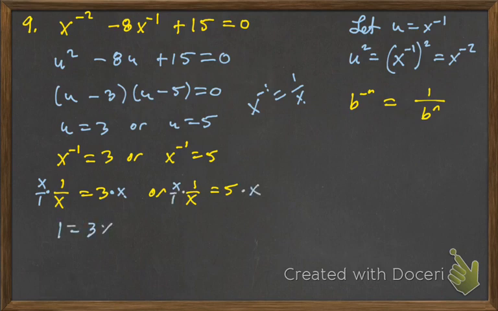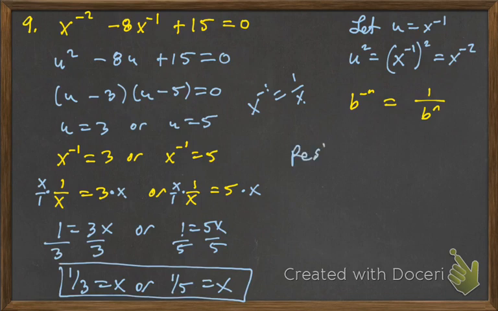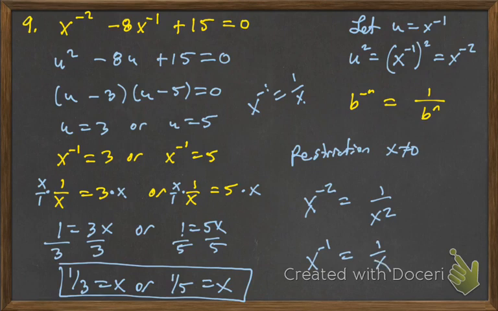So 1 is equal to 3x, or 1 is equal to 5x. Divide by 3, divide by 3. 1/3 is equal to x, or divide by 5, divide by 5. 1/5 is equal to x. Go ahead and box this. Your restriction is you do have a denominator. It's going to be x, so x cannot be 0. So the x to the negative 2 is equal to 1 over x squared. The x to the negative 1 is 1 over x. So they both have a denominator of x, so x cannot be equal to 0.